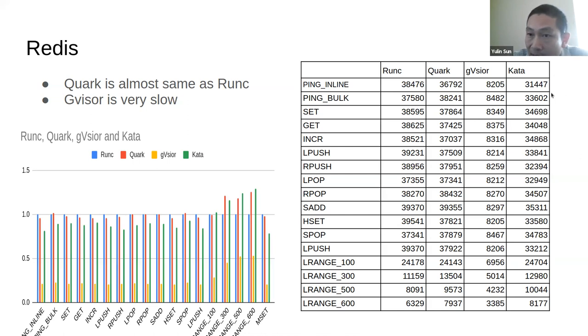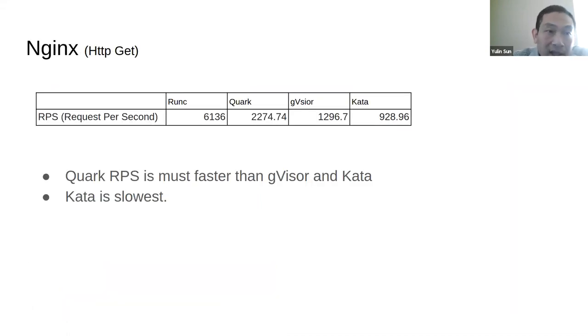And Kata is much better. But still, overall, Quark's performance is better than the others. All right, sorry, what's the metric on that? That's QPS. QPS, okay. All this test is based on throughput. So far, I haven't tested the latency yet. In this NGINX test, we can see Quark is much slower than runC.